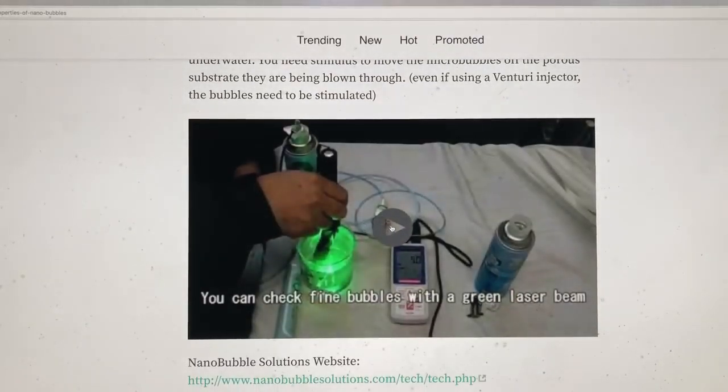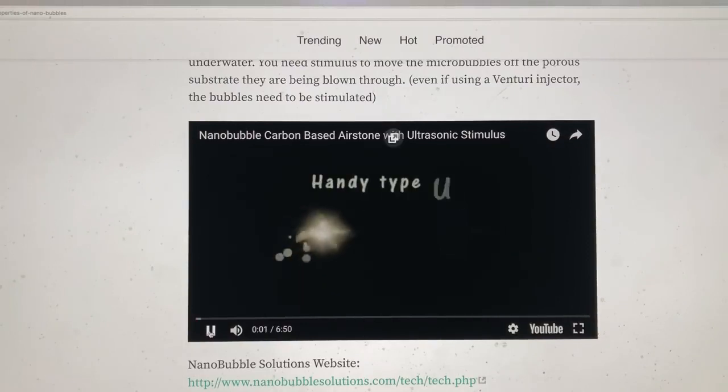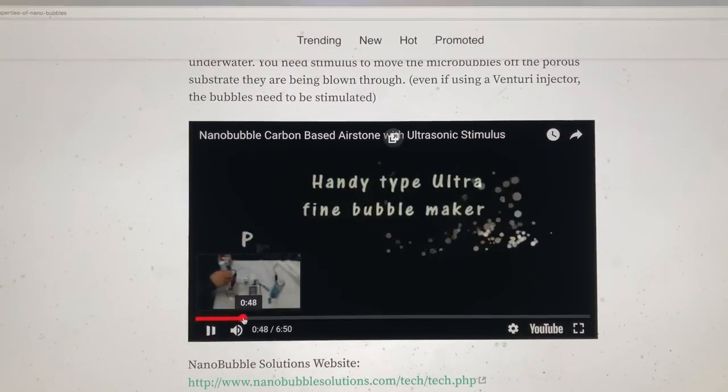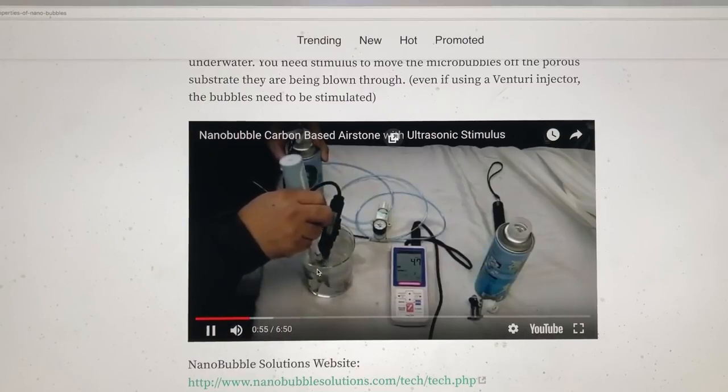And in this example, he has that carbon-based air stone attached to a can of pure oxygen, attached to a regulator so it doesn't blow out the air stone. And he has that attached to an electric toothbrush. And he's vibrating the air stone, shaking it back and forth so that the microbubbles form into nanobubbles. And then he's testing the dissolved oxygen content.